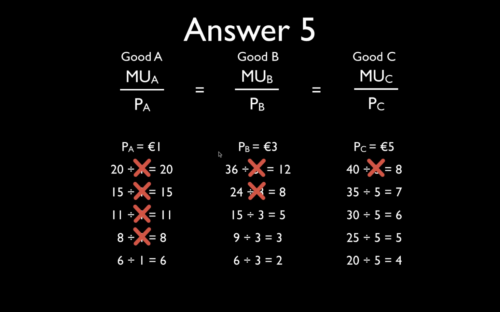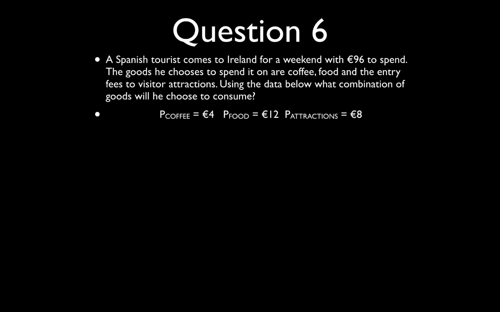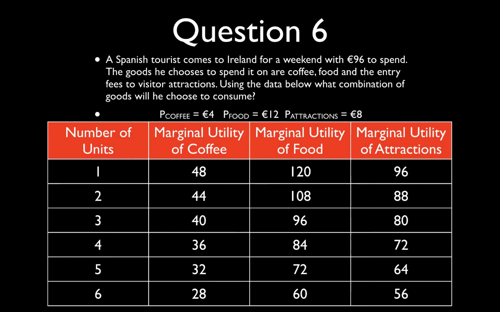Well, each unit of good A costs €1, and he's bought 4 of them, so he spent €4. Each unit of good B costs €3, and he's bought 2 of them, so he spent €6 there. And each unit of good C costs €5, and he has bought 1 of them, so he has spent €5 there. So when you add up the 4, the 6, and the 5, you get 15, and that's his budget gone. Okay, so he spent all his money, and he spent it in such a way that the ratio of marginal utility to price was the same for all goods consumed.